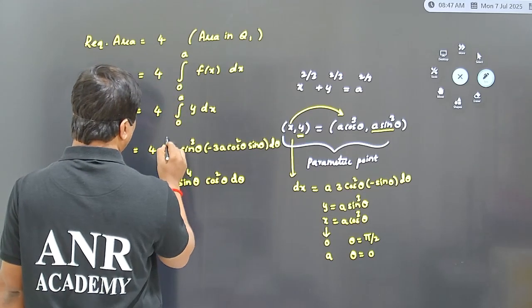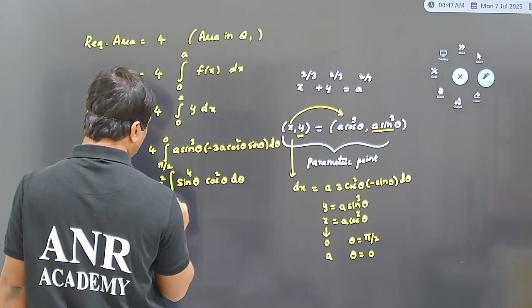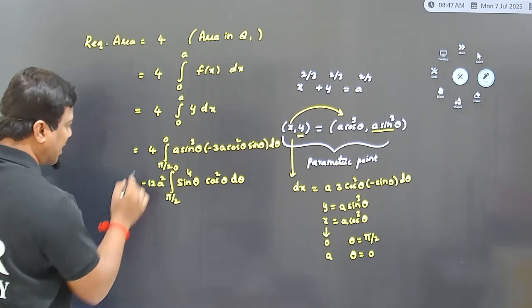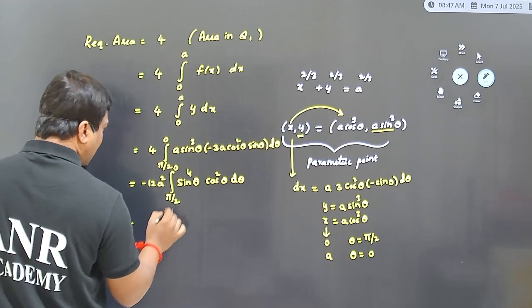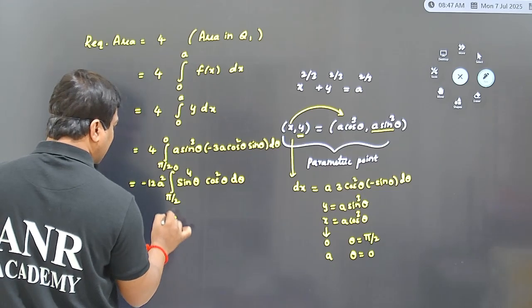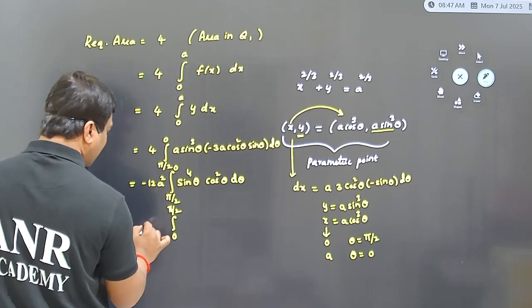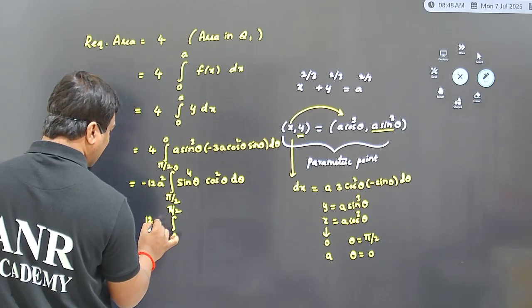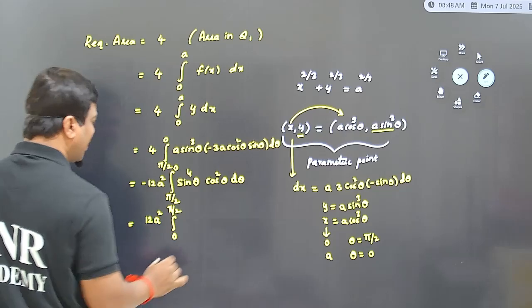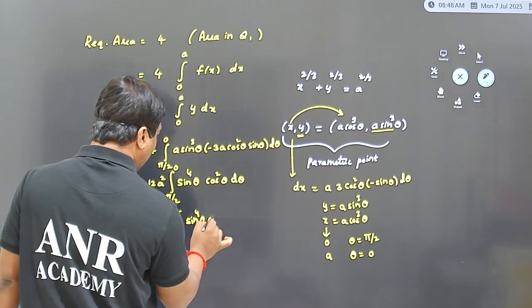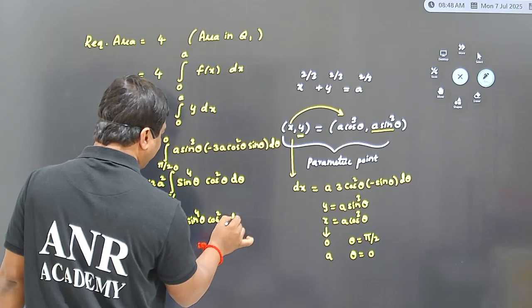Lower limit pi by 2, upper limit 0. Here lower limit pi by 2 and you have to write upper limit 0. On simplification, I am going to change the limits from 0 to pi by 2, and then the negative sign outside you have to neglect. So 12a square, and then you will get sine power 4 theta cos square theta d theta.